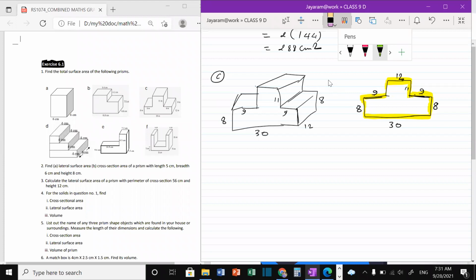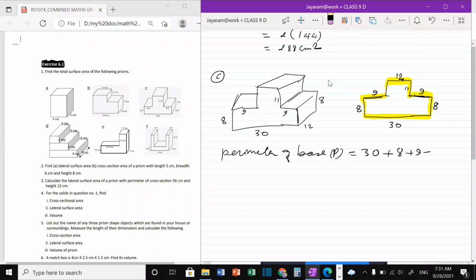Now, first of all, we have to find the perimeter of the base or cross section. P is equal to 30 plus 8 plus 9 plus 11 plus 12 plus 9 plus 8.